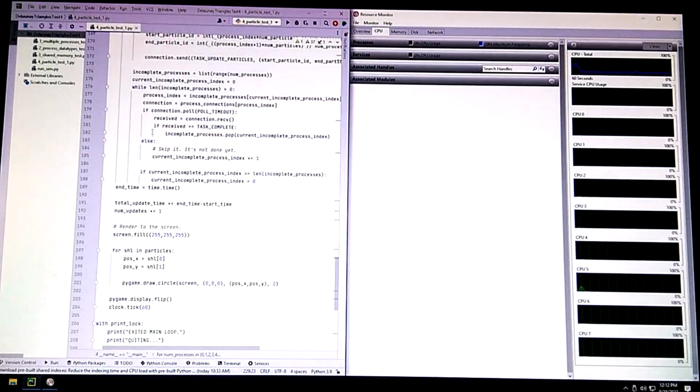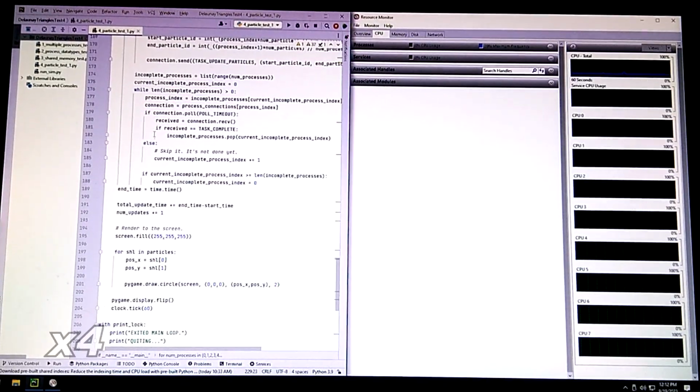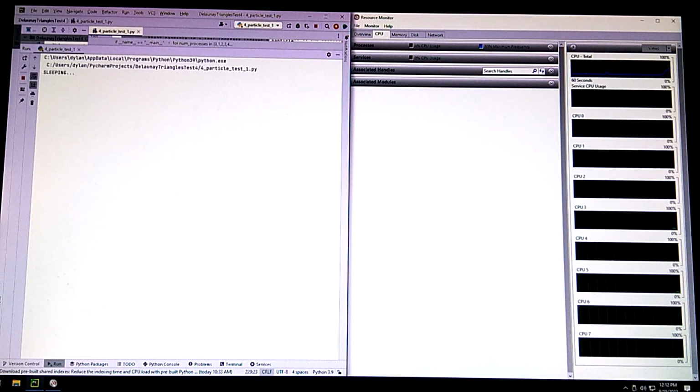Okay, so I finally got around to testing out some of the multiprocessing stuff, and the really tricky bit was figuring out how to manage memory, specifically how to deal with shared memory. So this was one of my first tests where I actually had shared memory for the positions and velocities for a bunch of particles.